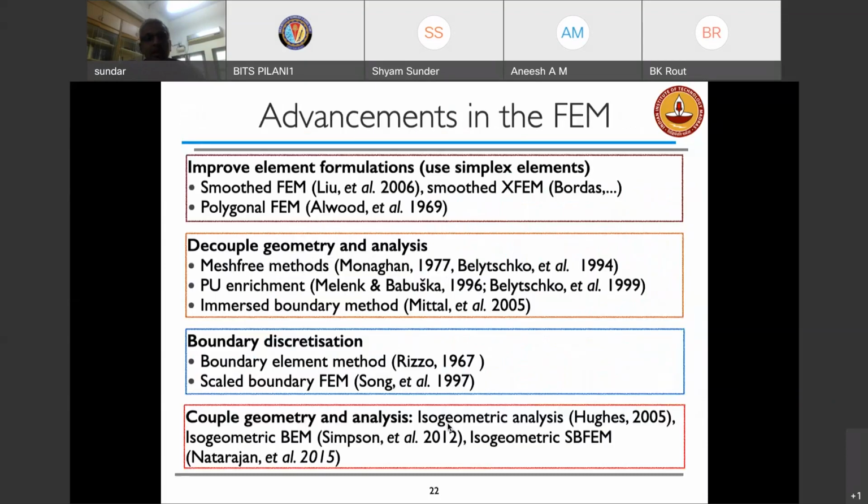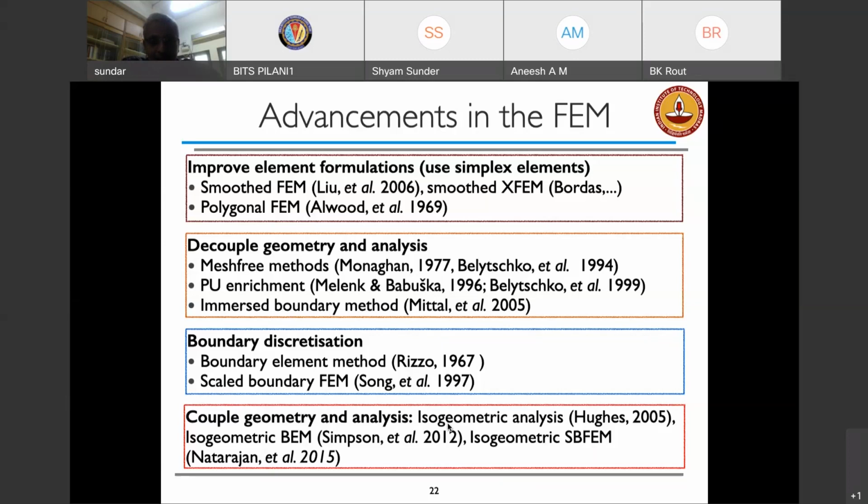Okay, so what I've done on this slide is put together the methods, based on my understanding, into 4 different baskets. The first one I call improving element formulation. The second basket is decoupling geometry and analysis. The third basket is boundary discretization. And the last one is counterintuitive to the second basket, where we said we are decoupling, but here we are seamlessly coupling the geometry and analysis.